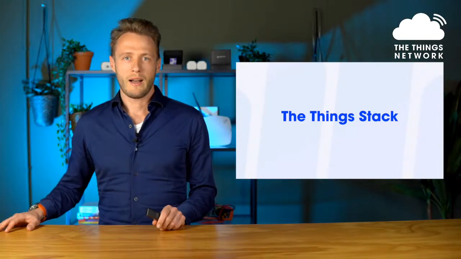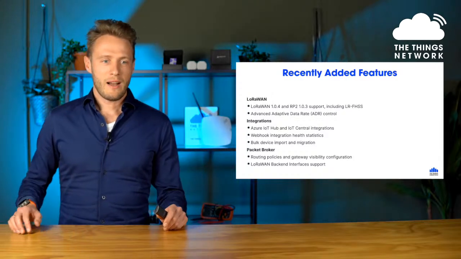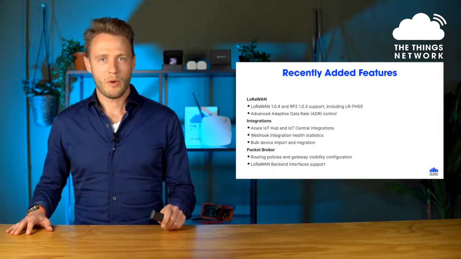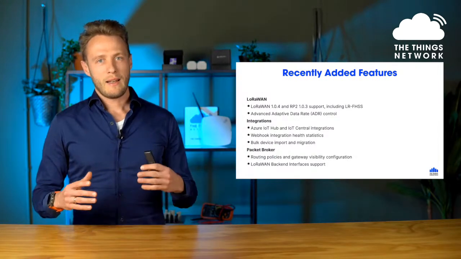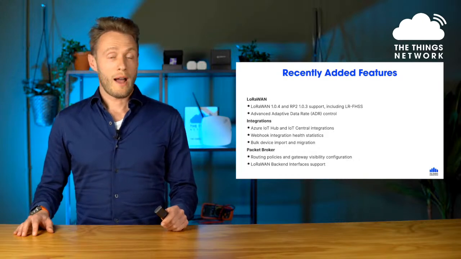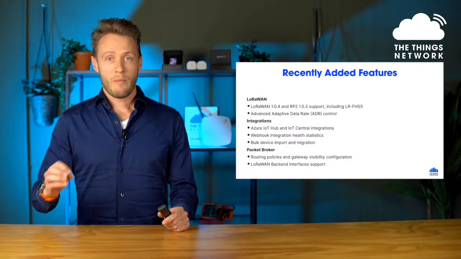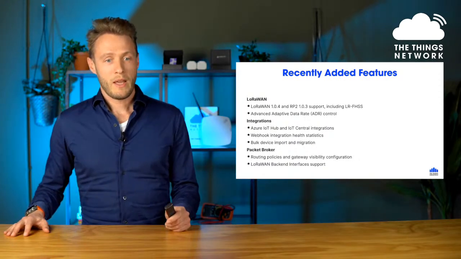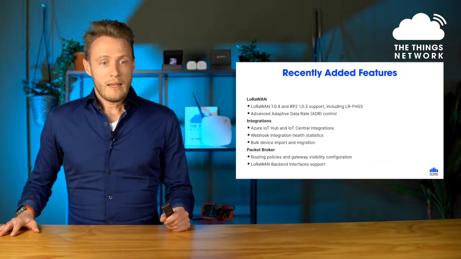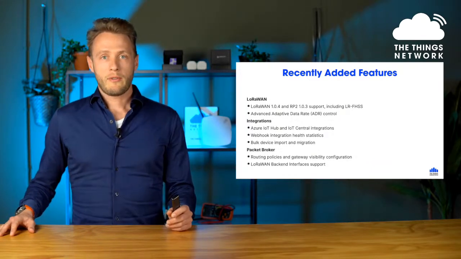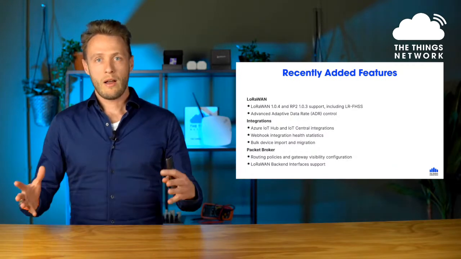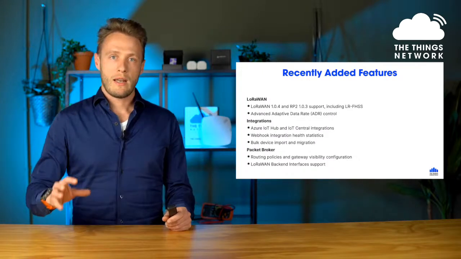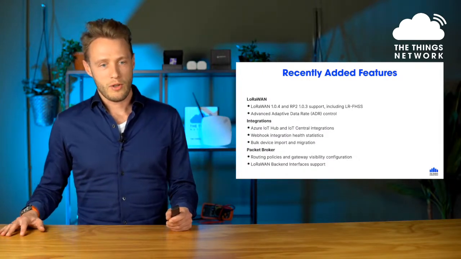In the last year we added a couple of new features, including LoRaWAN 1.0.4 support and the latest version of the regional parameters. And this means that we also support LoRa FHSS, which is the modulation that will primarily be used by satellite communication. So that's also really exciting. We also improved our adaptive data rate algorithms, and we added a lot of settings that you can use to fine-tune the data rates and the transmission powers that your end devices are using.